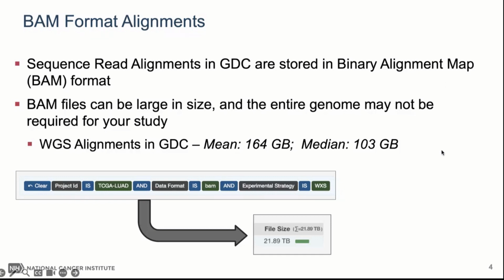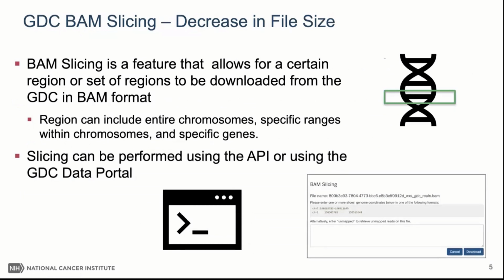So to solve this problem, the GDC has a feature called BAM slicing. This helps users decrease the file size, especially if they need only a part of the genome. So this allows for a certain region, or set of regions, to be downloaded from the GDC in BAM format. So you go from large BAM to smaller BAM. This region can be things like entire chromosomes. They can be specific ranges within chromosomes, and also can pull out specific genes if the exact range isn't known.